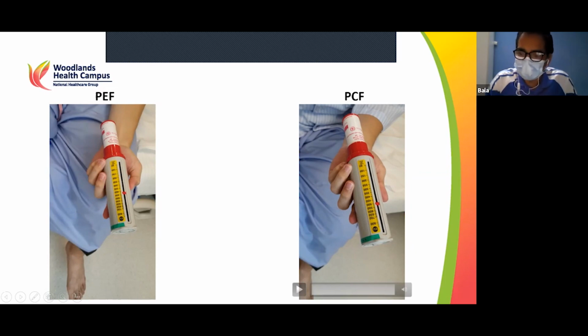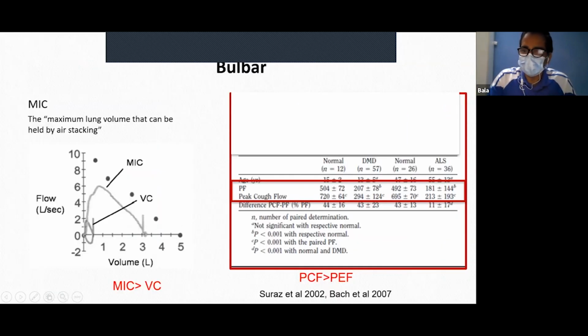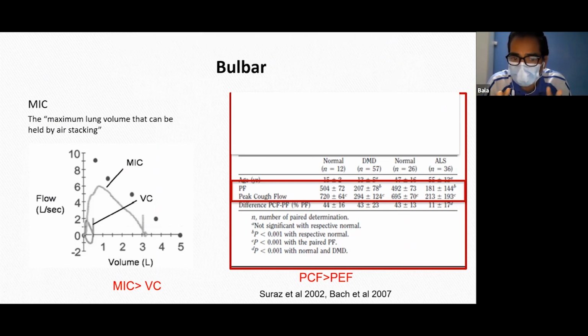So why is there a difference between peak expiratory flow and peak cough flow? I'll go back to the previous slide. If your bulbar is intact, your peak cough flow is going to be higher because you are able to build up pressure nicely. Peak expiratory flow is done with an open bulbar, so it's an open glottis and you can just blow out. So that is going to be slightly less compared to your peak cough flow.